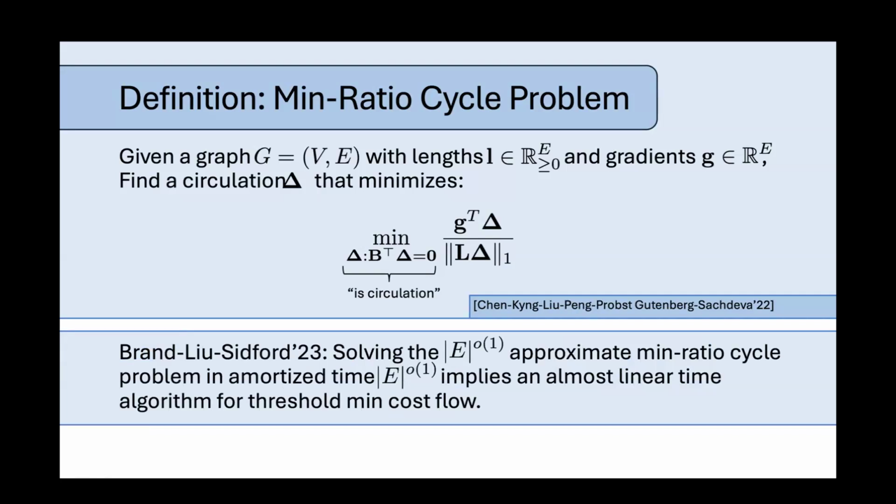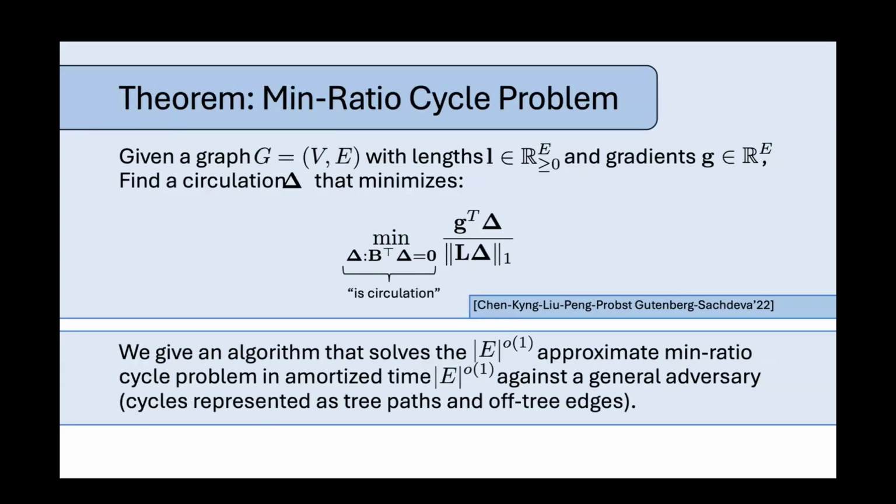Brand, Liu, Sidford showed that solving the subpolynomially approximate min ratio cycle problem in amortized time subpolynomial implies an almost linear time algorithm for threshold min cost flow. And we give such an algorithm that solves the approximate min ratio cycle problem in amortized time subpolynomial against the general adversary. Notice that this problem was solved before in the famous max flow algorithm by Chen, King, Liu, Peng, Probst Gutenberg, Sachdeva. But there, the authors used the structure of the update sequence to show that an algorithm that doesn't quite work against the general adversary suffices.